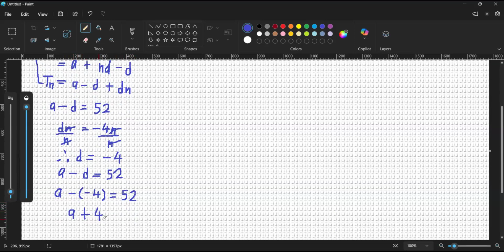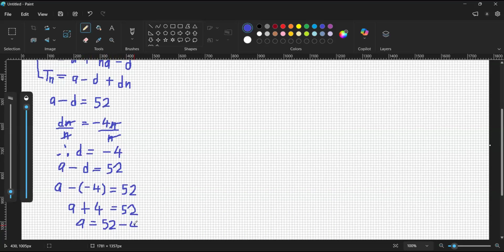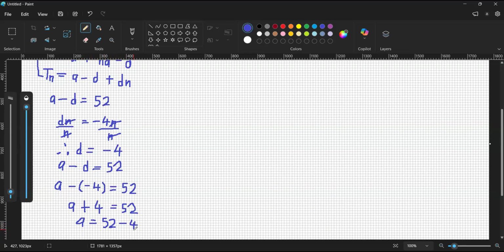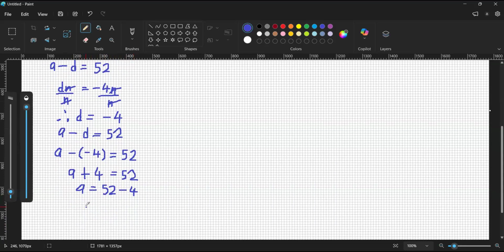You bring the 4 over and change the sign to minus 4, to subtract. Yes, to subtract. You're correct. Another way we could say that is to subtract 4 from both sides. Very correct. 52 minus 4. So that's going to give us our A. So somehow we found out what our A and what our B are. 52 minus 4 is 48, right? Yes, sir. 48.